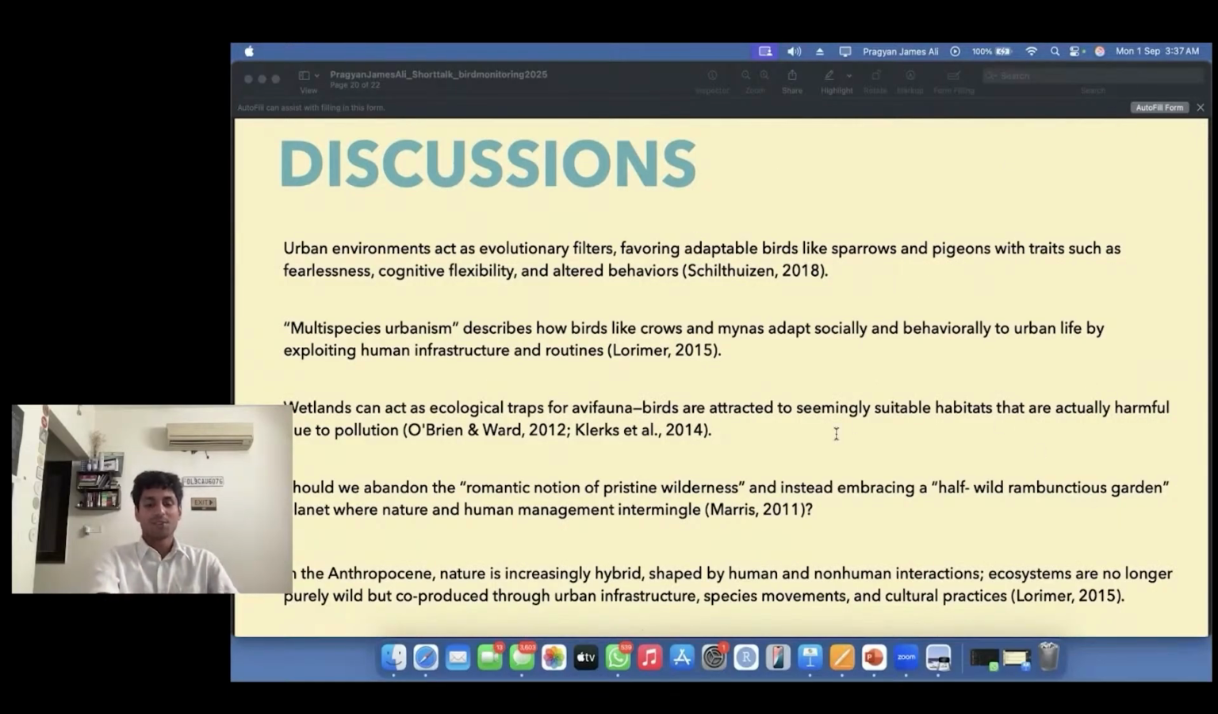Now, these are some discussion points that I want to address in front of everyone. When we look at urban environments, they act almost like evolutionary filters. Only certain bird species thrive here.